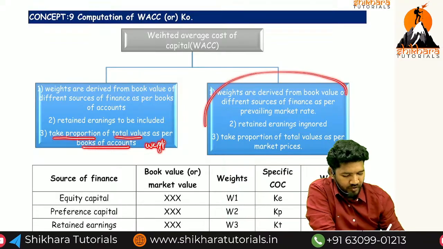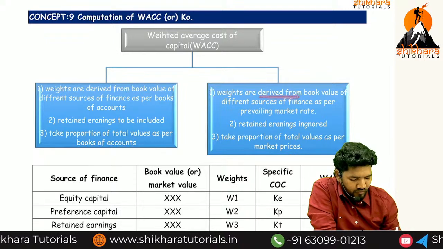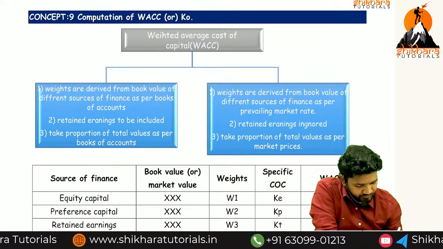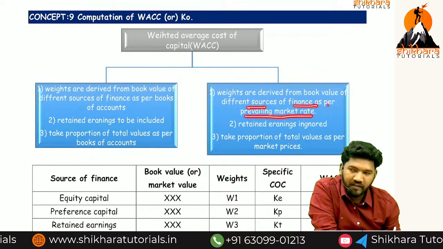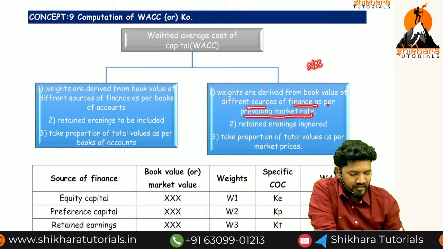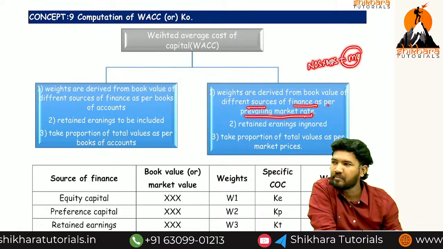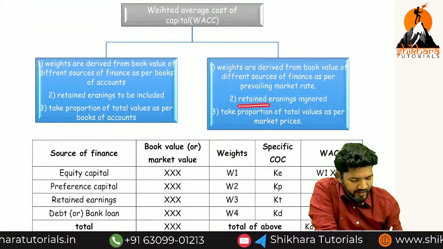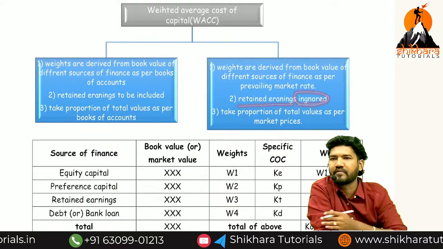Now come to these points, Nana. Read this one. Weights are derived from the different sources of finance as per prevailing market rate. Now that is nothing but number of shares into market price. Then what you will get? Market values. Now retained earnings. What, Nana? What is the meaning of ignored?